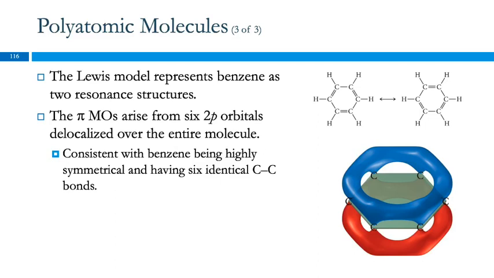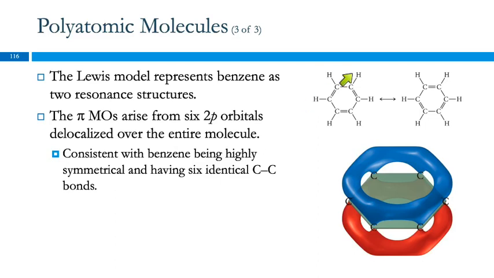Okay, here's the real reason we had to talk about all of this. This class is a prerequisite for organic chemistry. Organic chemists care a great deal about resonance structures and delocalization of electrons, because it has a huge effect on the stability of molecules and how they react with each other. So molecular orbital theory explains resonance.